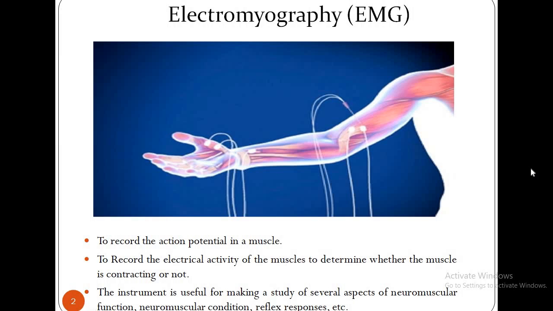Electromyograph is an instrument used for recording the electrical activity of the muscles to determine whether the muscle is contracting or not. And this instrument is useful for making a study of several aspects of neuromuscular functions, neuromuscular conditions, reflex responses, etc.